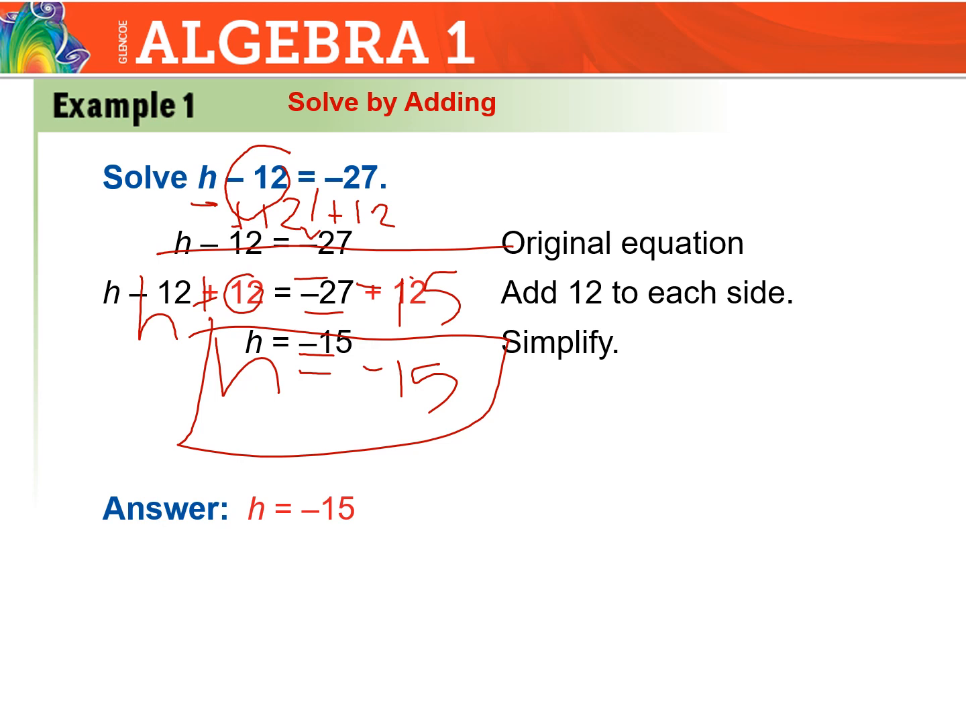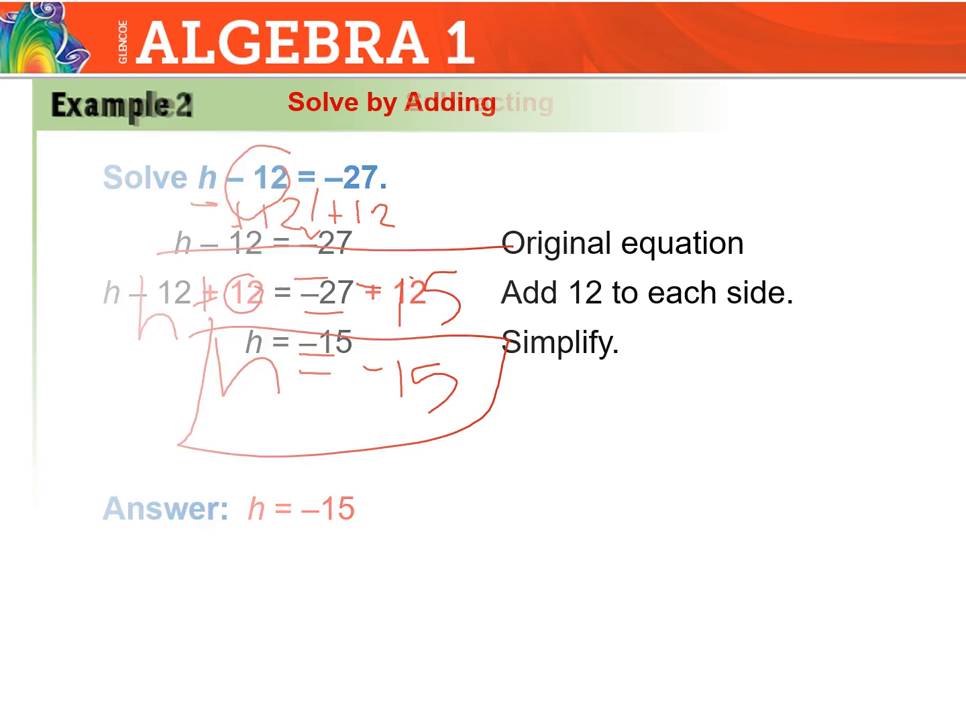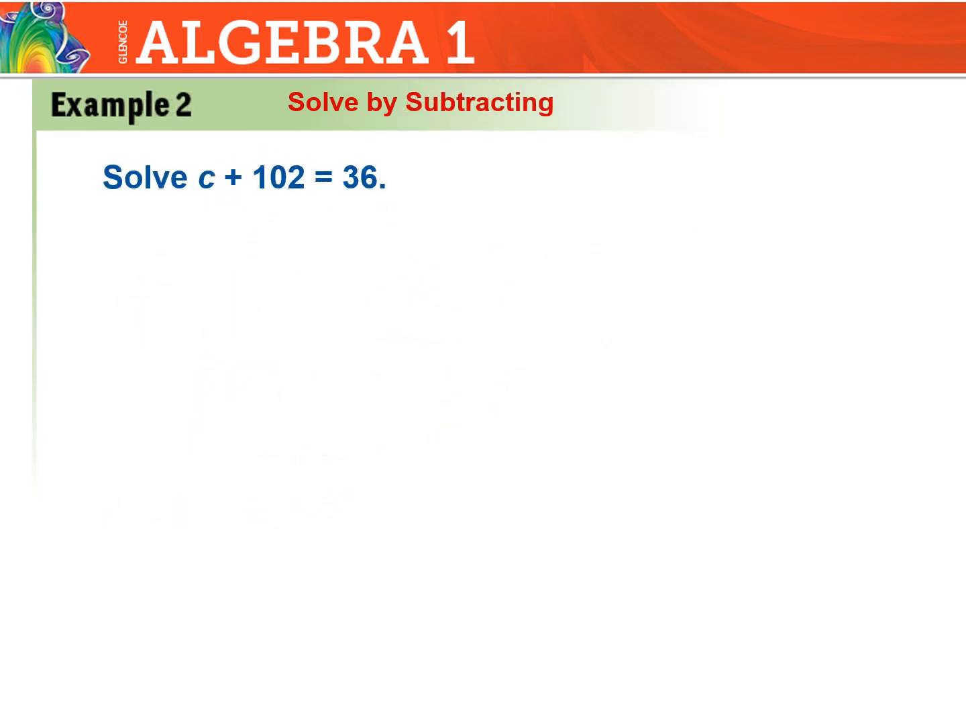So let's go do another one. Okay. So in this problem, the variable I want to solve for is c. So I want c to stay put, and I want to move that 102 away from it. So in order to do that, I see that I have added 102. Who was addition's inverse operation? Oh, it's subtraction. So let's subtract 102 from both sides of the equal sign.